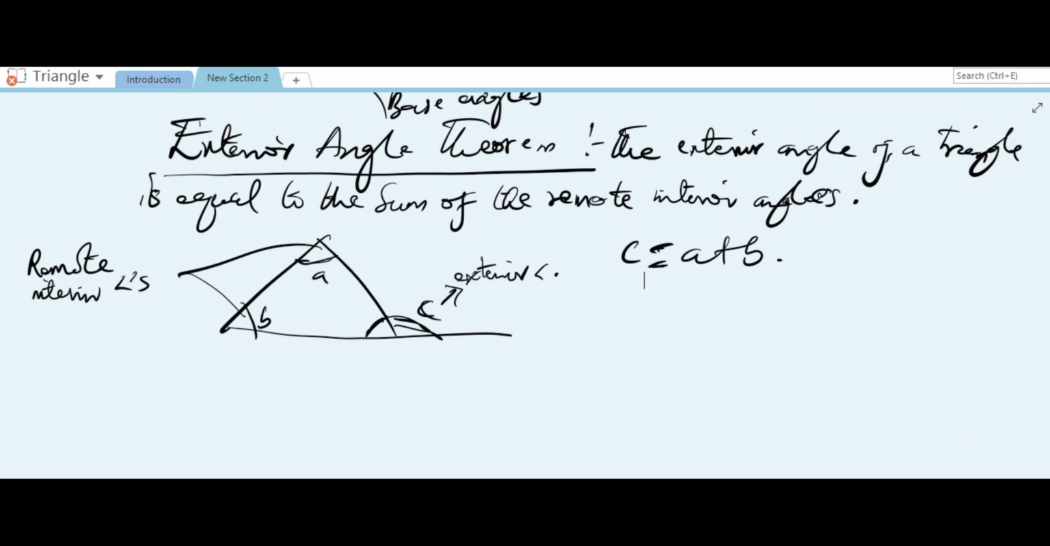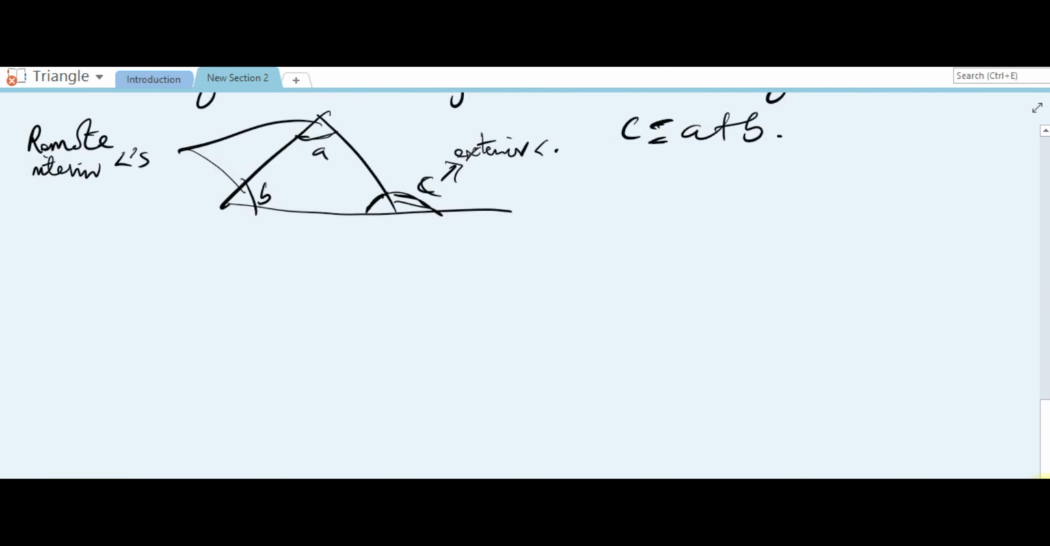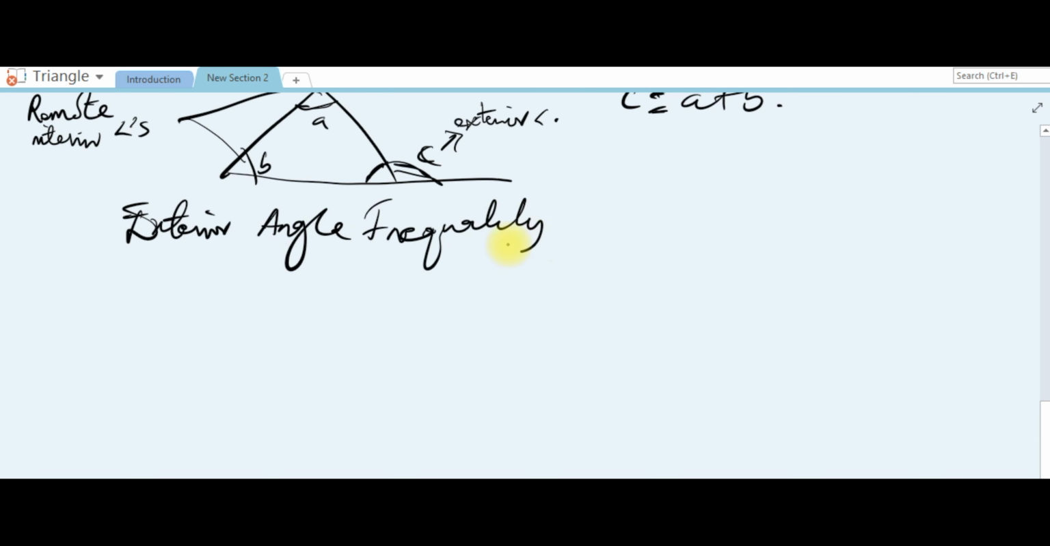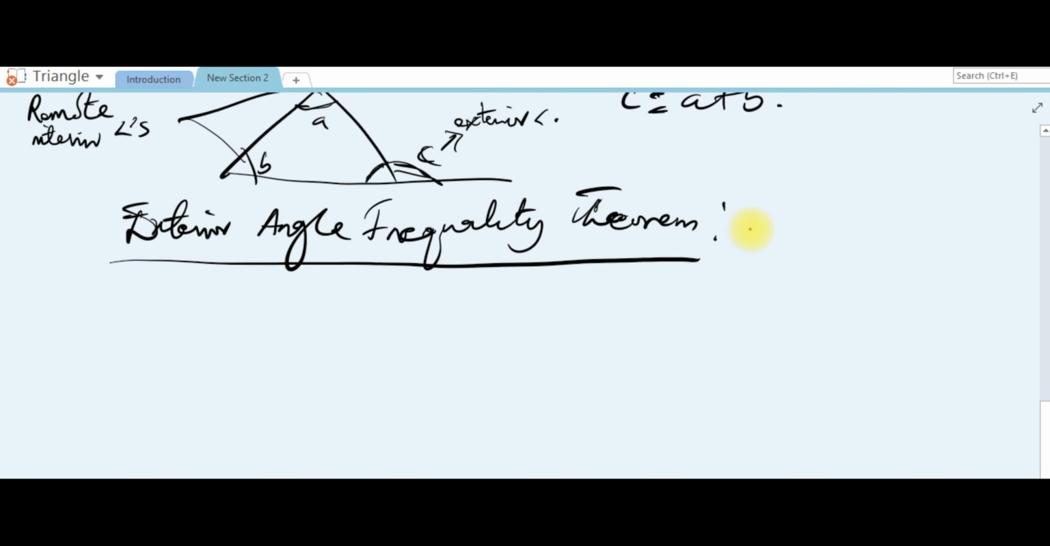The next theorem is also for exterior angles. It's called the exterior angle inequality theorem. From the name, it was stated for exterior angles. It states that the exterior angle of any triangle is greater than the two remote interior angles.